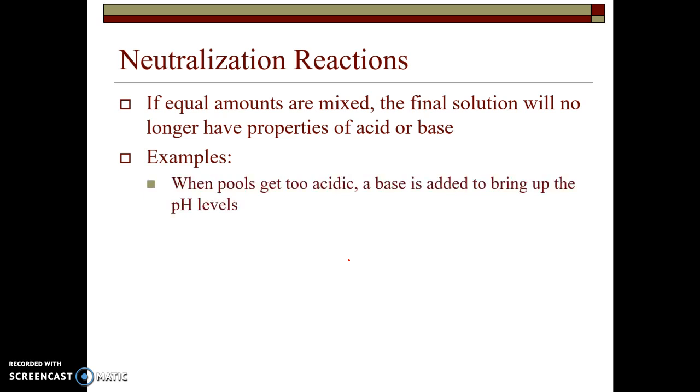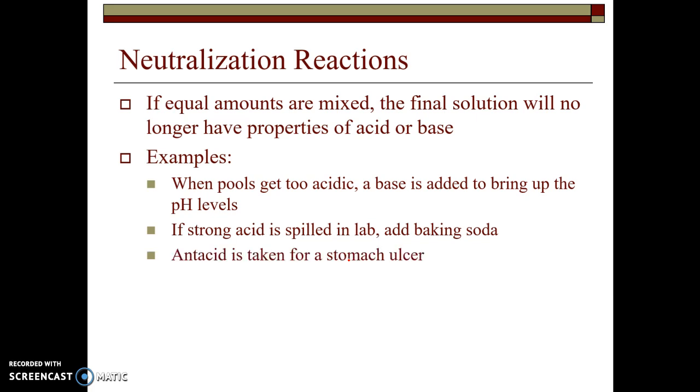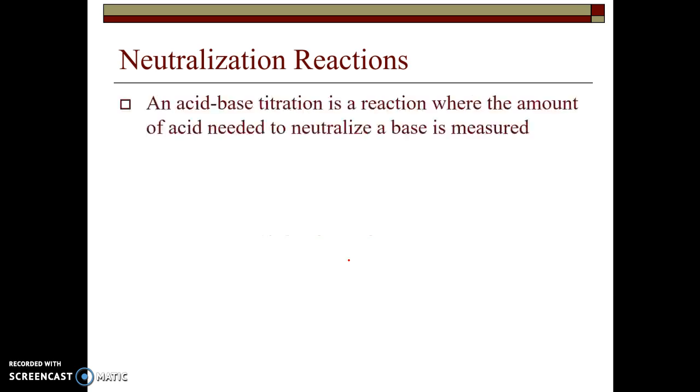There are lots of examples where we have to neutralize things. We talked about monitoring the pH of swimming pools. If your swimming pool gets too acidic, you've got to add a base to bring it back more towards neutral. Maybe you spill a strong acid in lab. Baking soda is a base, so you can add that to help neutralize it. You read an article on antacids and stomach ulcers, which is when your stomach gets too acidic. So you take some antacid tablets, which are bases, to help neutralize the highly acidic part of your stomach and bring it back to normal. There are lots of examples in everyday life where we need to neutralize things.